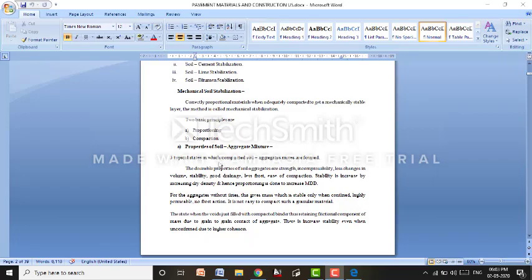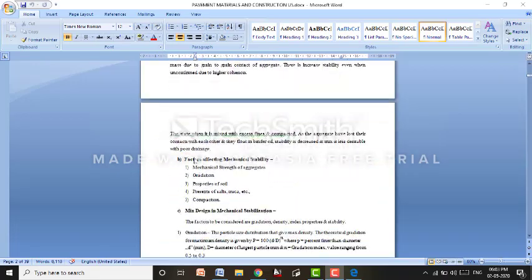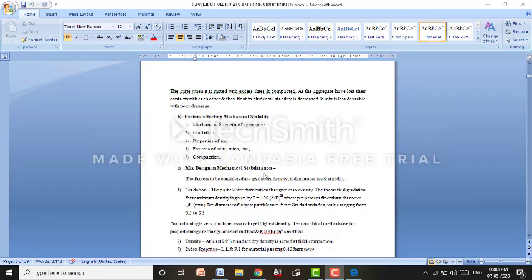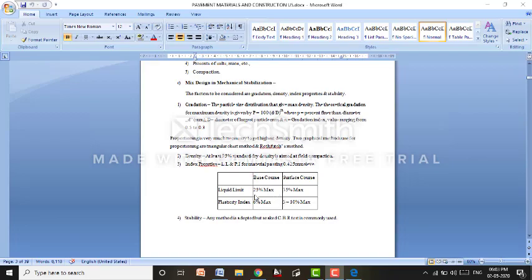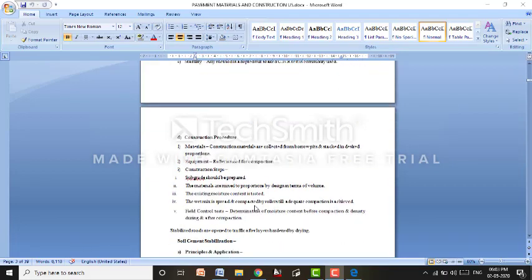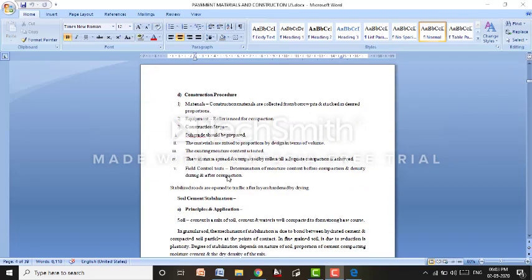What are the existing properties of soil, and what are the different factors affecting the mechanical stability, and what is the mix design of soil, mechanical soil stabilization, how it needs to be done. These are the different properties: liquid limit and plasticity index value. And what is the construction procedure?